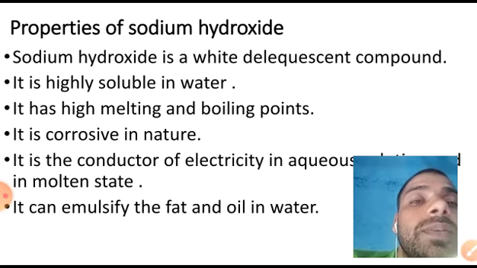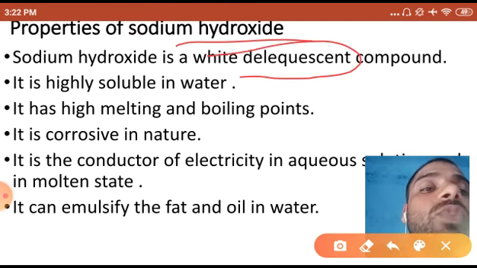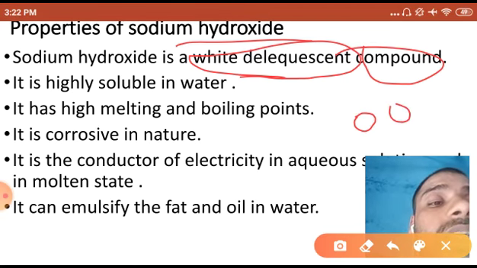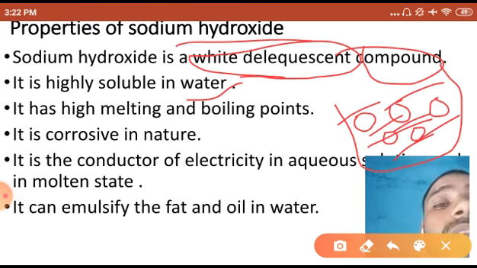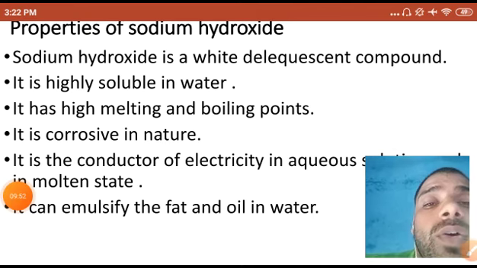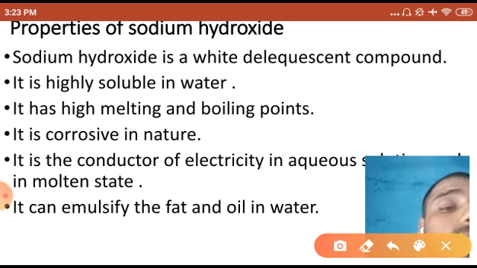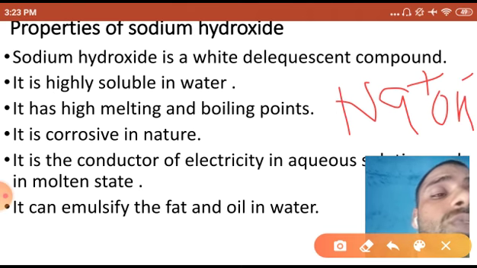Now, some properties of sodium hydroxide. It is a white deliquescent compound. In the laboratory it is available in pellet form, white like this. It is highly soluble in water; if you put it into a beaker containing water, it dissolves readily. And as sodium hydroxide is an ionic compound, it is made of Na+ and OH−.